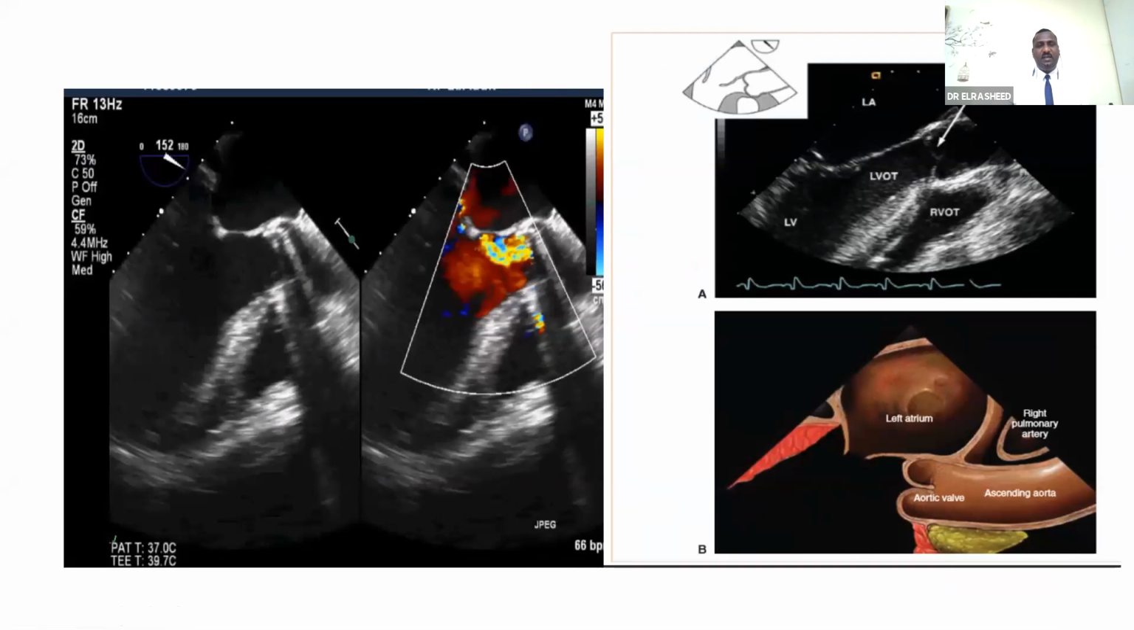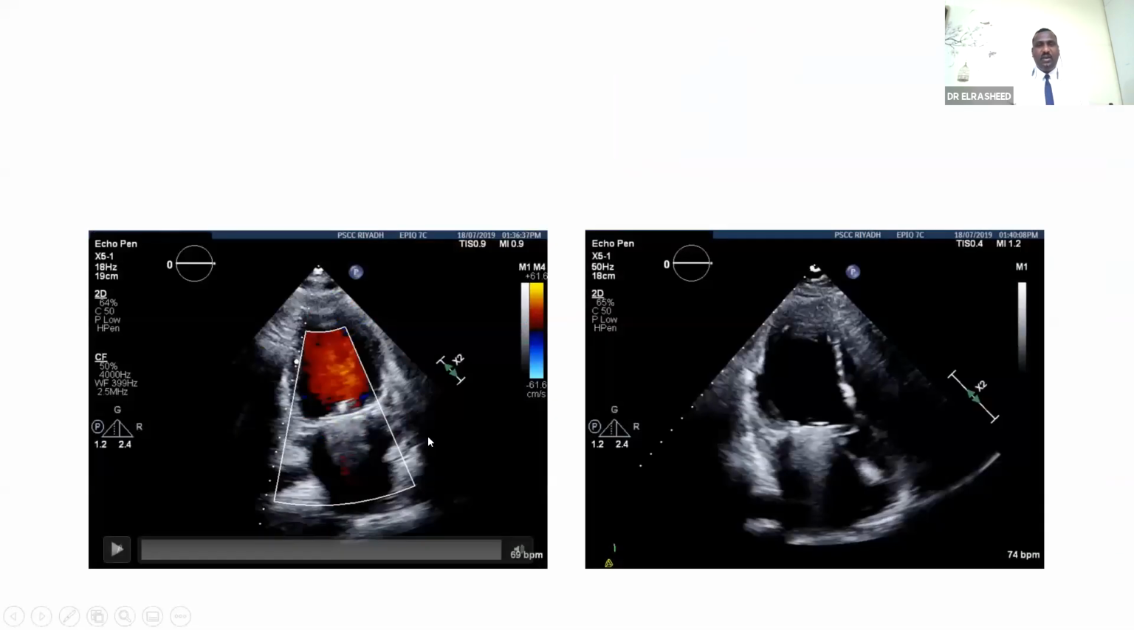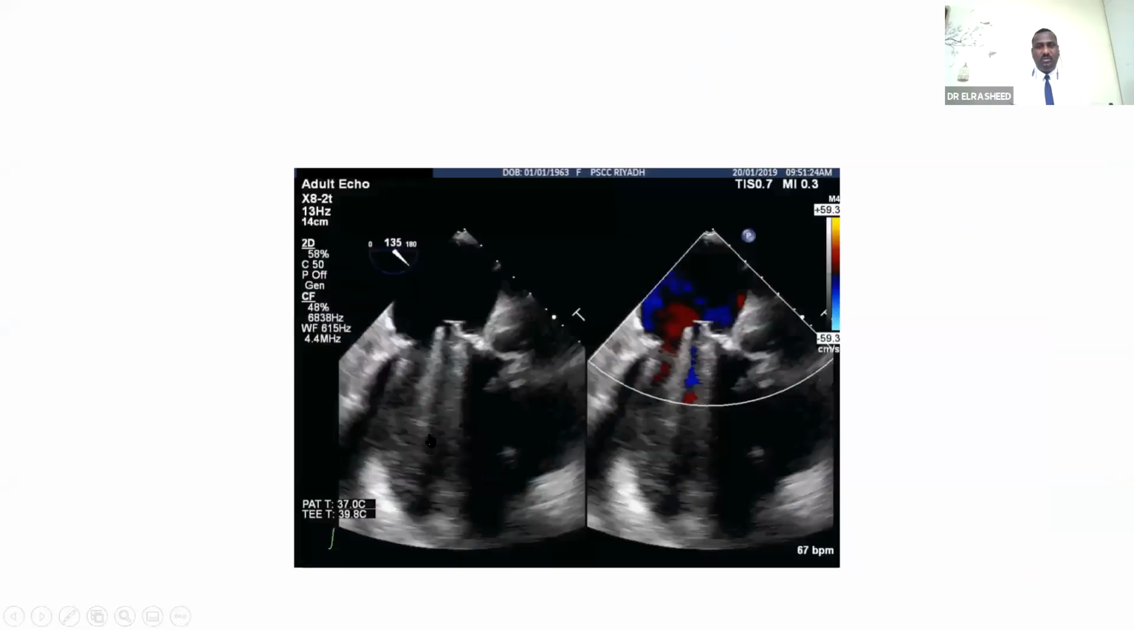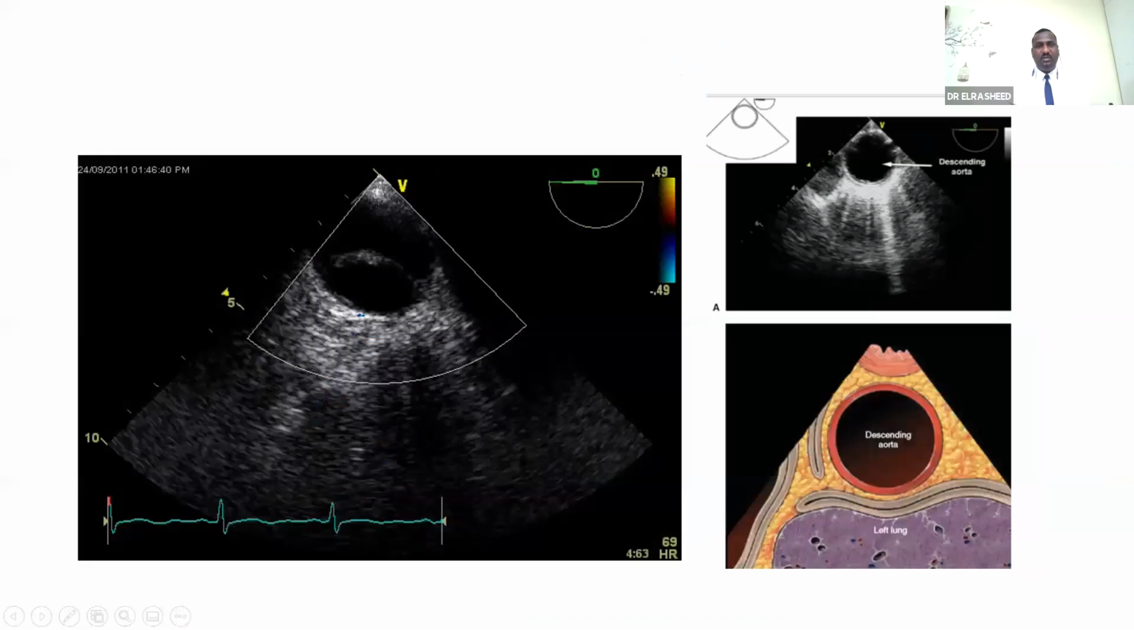And in Medani, as I said, there is a probe and there is a machine. I think if you still don't have the confidence to put the probe, 30% of the failure is from the failure of intubation of the esophagus. You can ask the help of the anesthesia. They put the probe for you, and you get all the views. You get all the views.